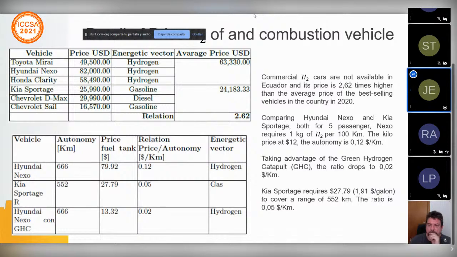Comparing the Hyundai Nexo and Kia Sportage, both for 5 passengers, the Nexo requires 1 kilogram of hydrogen to cover 100 kilometers. With the kilo price at $12, we get a cost of 12 cents per kilometer. Taking advantage of the Green Hydrogen Catapult project, the ratio drops to 2 cents per kilometer. That's in the future. In comparison with the Kia Sportage, the ratio is 5 cents per kilometer. We have to think about this.